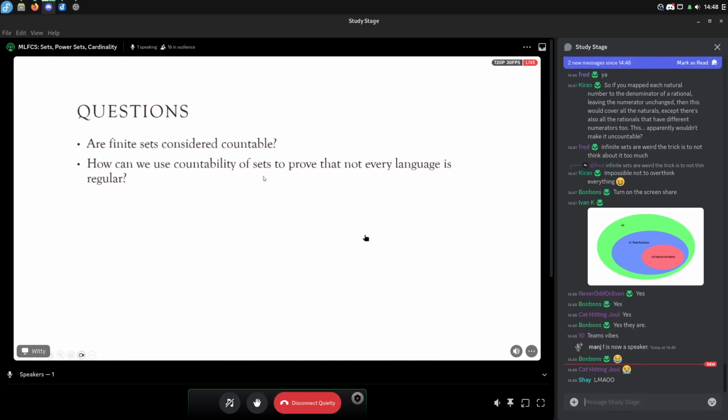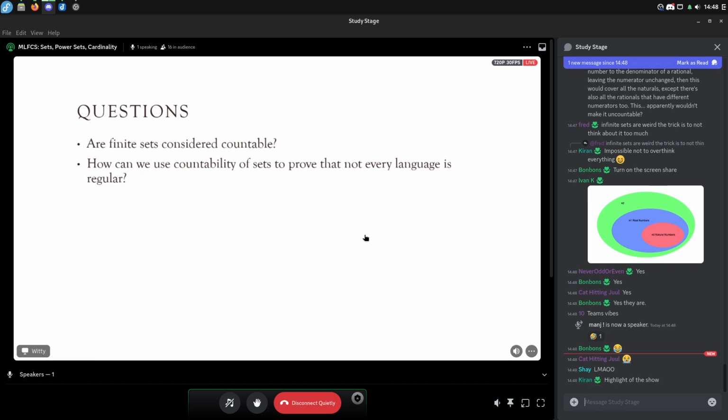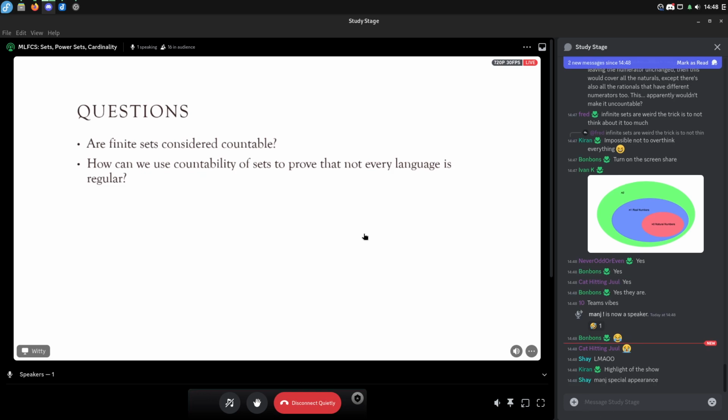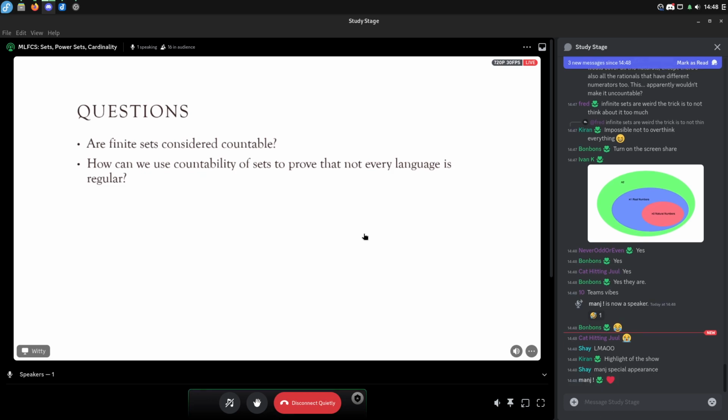Nice. How can we use countability of sets to prove that not every language is regular? This relates back to theory of computation and regular languages. How can we use countability and that property to prove that not every language is a regular language? Love that from you, Banj. Nice. But yeah, any idea, anyone wants to speak? How can we use countability of sets to prove that not every language is a regular language?